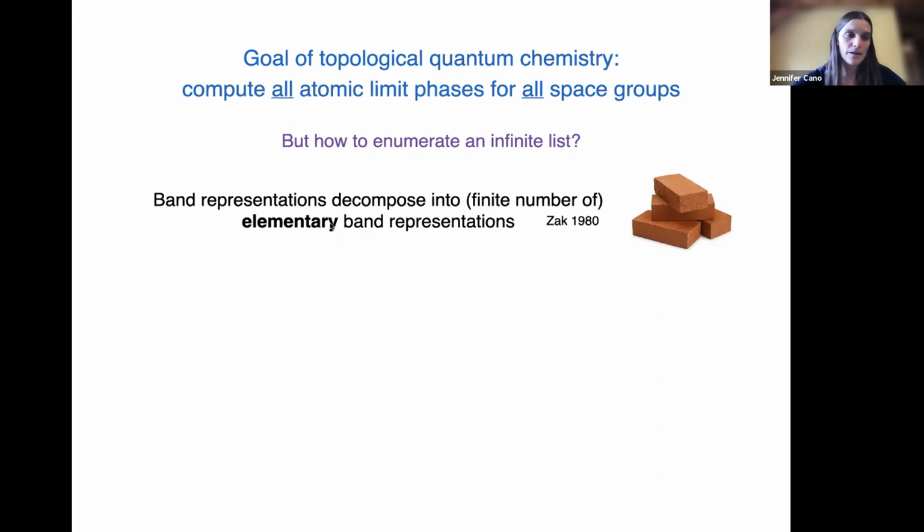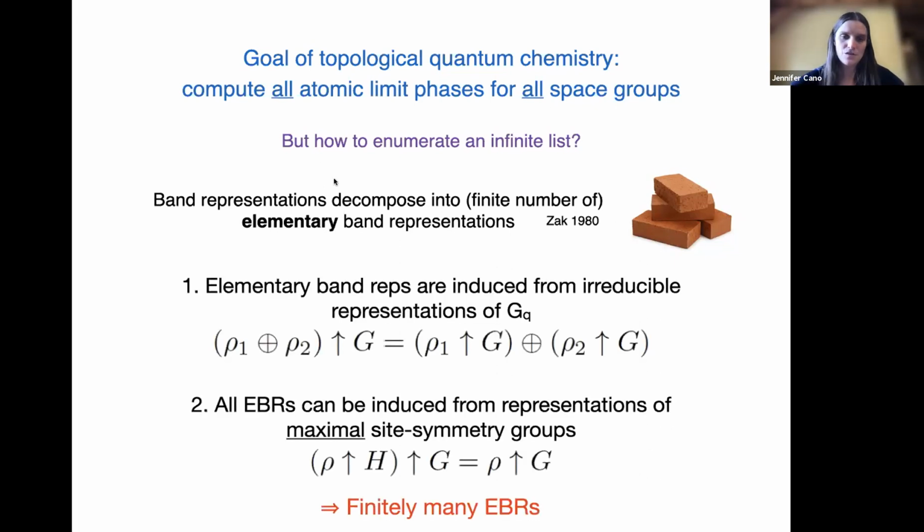So for example, say I have d orbitals. D orbitals may not be an irrep of some site symmetry group, but they will decompose, say, as a sum of 2 irreps, and each one of those will be an elementary band representation, and the d orbitals would be obtained as a combination of those. And there's just some rules to show how we can find the elementary band representations. So there's only finitely many of these, we call them EBRs, and this is our basis set for atomic limit phases.